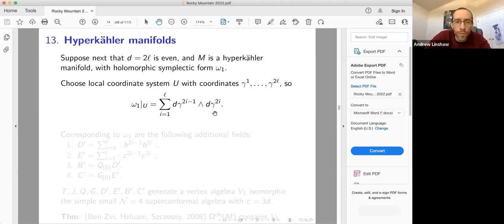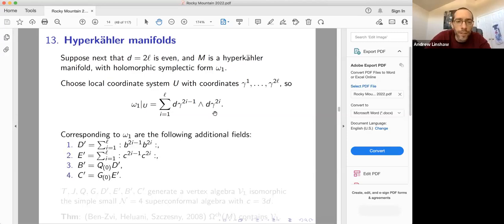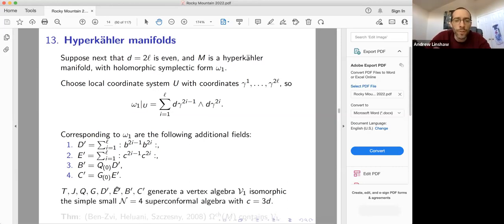And again, there are 4 sections that I can write down. So this E prime is exactly this form where I replace the D gammas with the C's. I can also replace them with B's, and then I can apply Q0 to D prime, and I can apply G0 to E. So I again get 4 more fields. These also close under OPE. And now what they generate is the small n equals 4 superconformal algebra with central charge 3D.